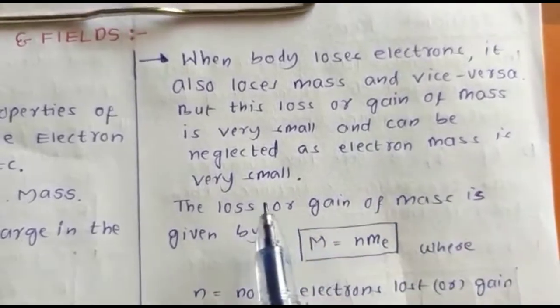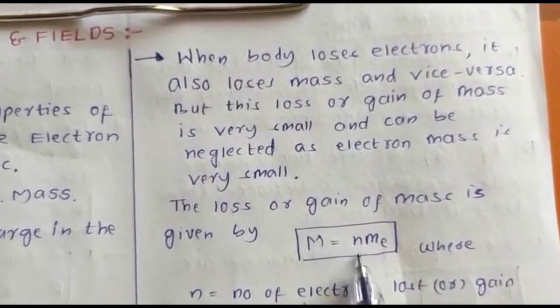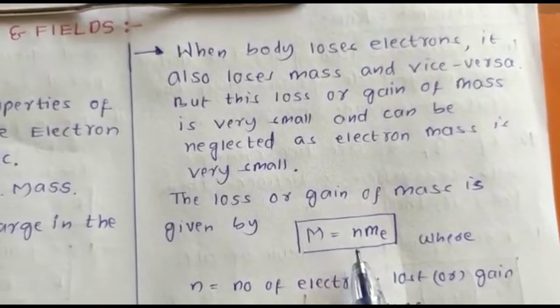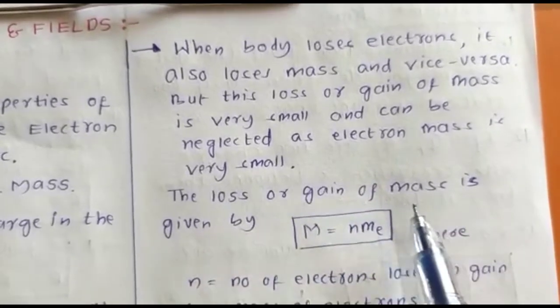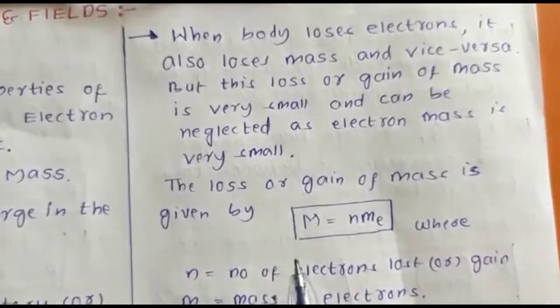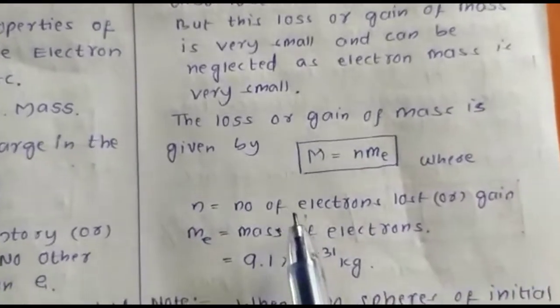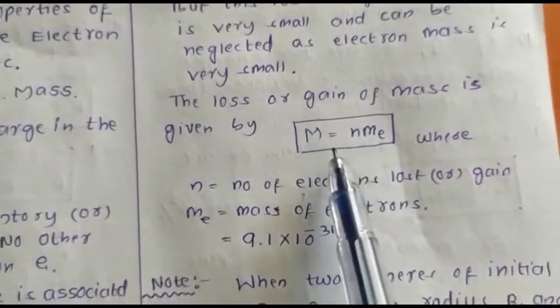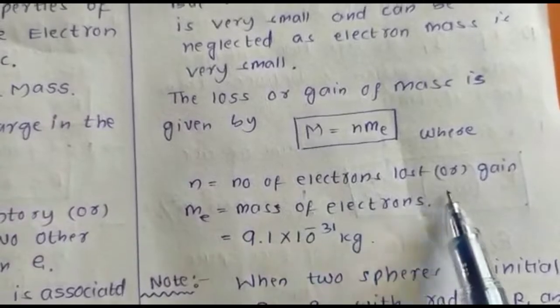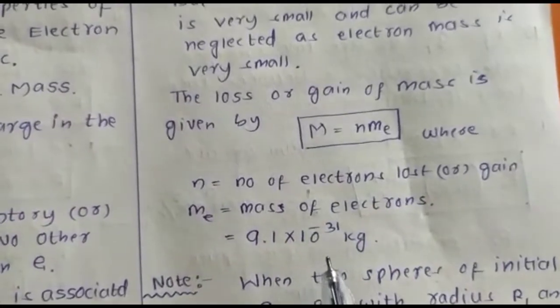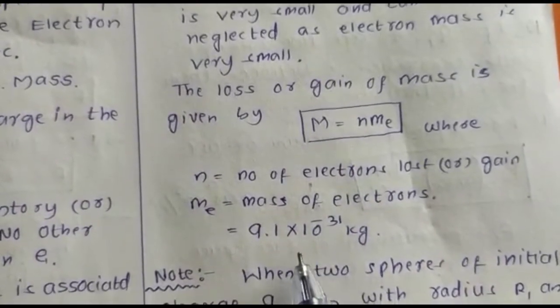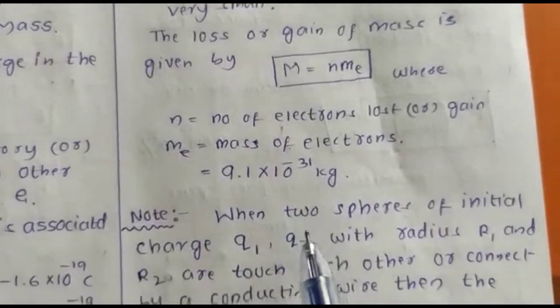Therefore, for example, if n is the number of electrons lost or gained by the body, then the loss or gain of mass by the body is given by m equal to n into me. Here n is the number of electrons lost or gained, and me is the mass of the electron, that is 9.1 into 10 power minus 31 kg.